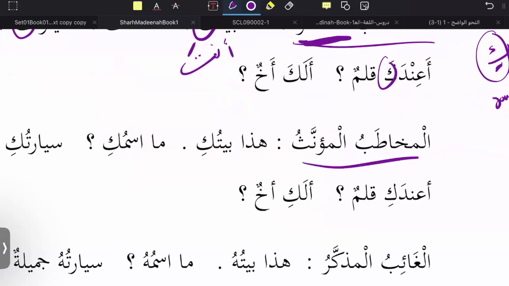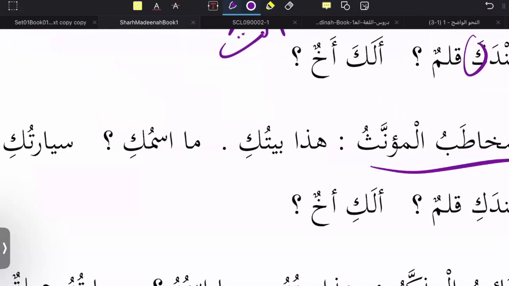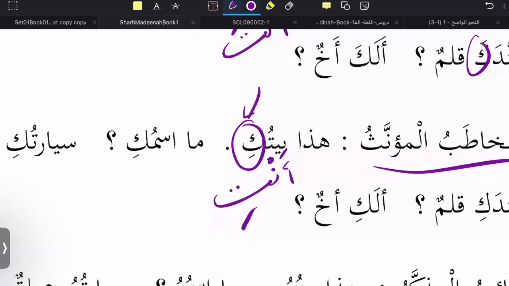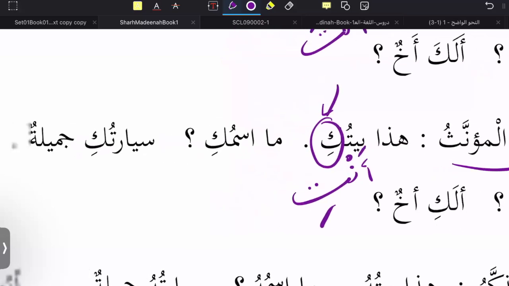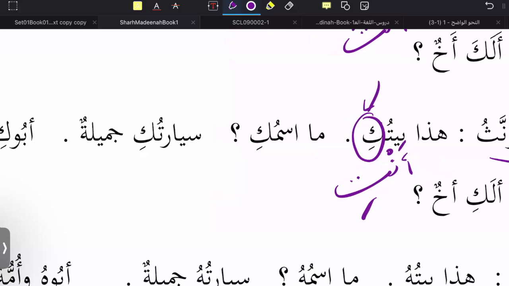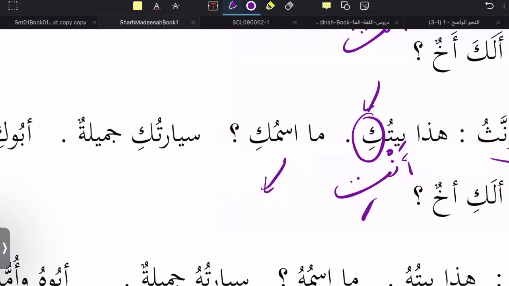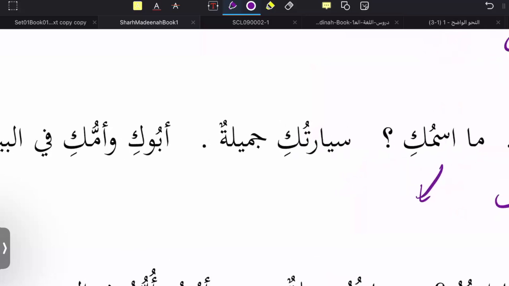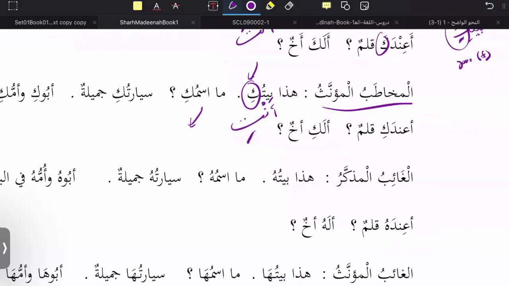Then we have mukhatab al-mu'annath. So we have the second person singular feminine, which is ki. And the other pronoun is anti. So anti is the detached and ki is the attached. So baituki, your house, but now you're looking at a female person. Baituki, your house. Masmuki, what is your name? Here it cannot be ismi Muhammad. It has to be a female name because you're addressing a female person. Sayyaratuki, and everything else is the same.